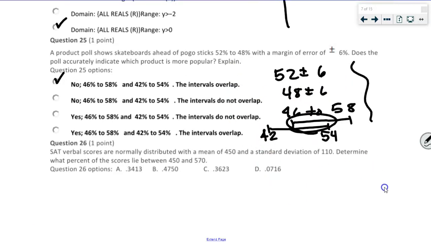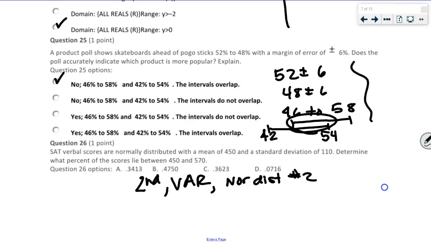So here's question 26. The SAT verbal scores are normally distributed with a mean of 450 and a standard deviation of 110, and it says determine what percent of the scores lie between 450 and 570. So this one I am going to use my calculator for. I'm going to push the second button, and then the vars button, and then I'm going to do the normal distribution, which is number 2.